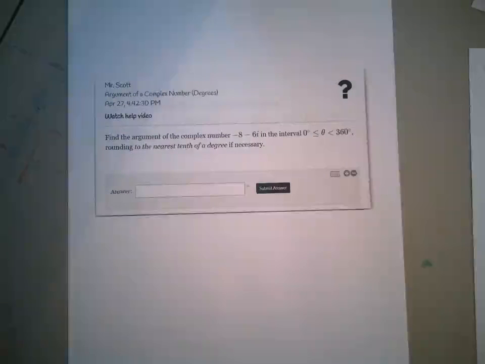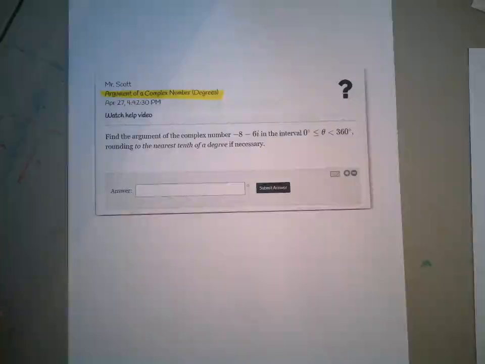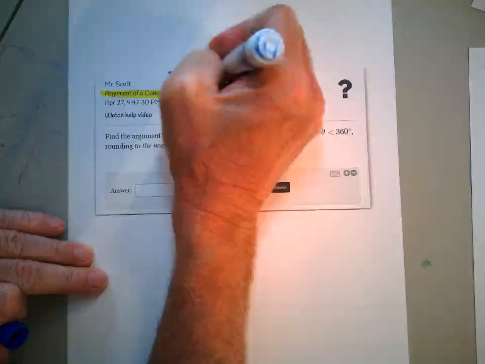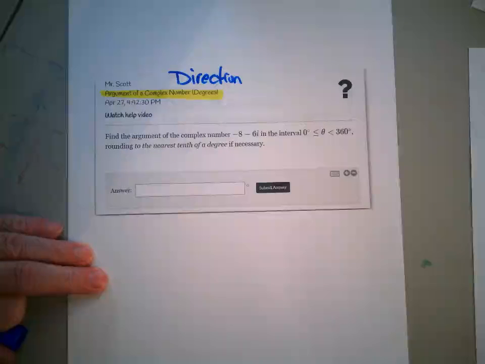Third section, so I'll draw it out and explain it the same way. Now we're looking for what they're calling the argument of the complex number, and you'll notice that it says degrees. So hint, hint, make sure your calculator is in degree mode. But what we're finding here is the direction. Think of it as finding the direction of the vector like we did last week.